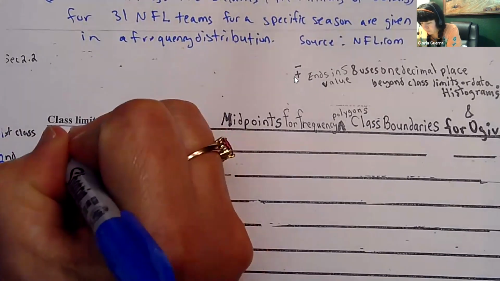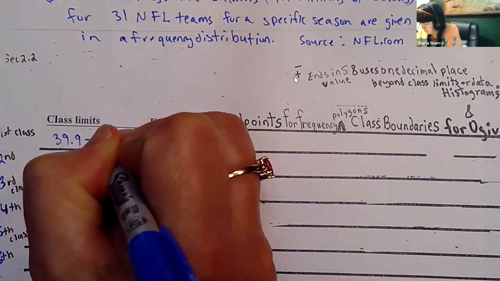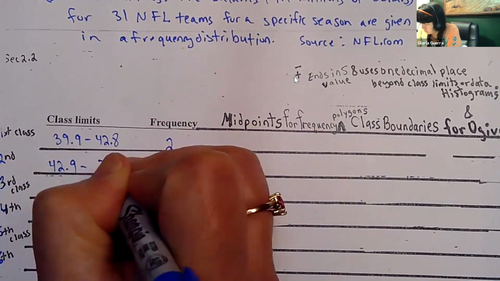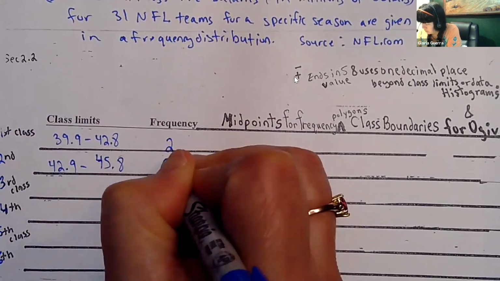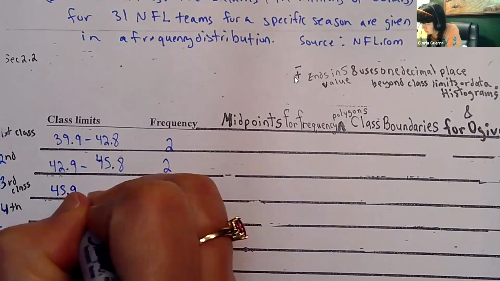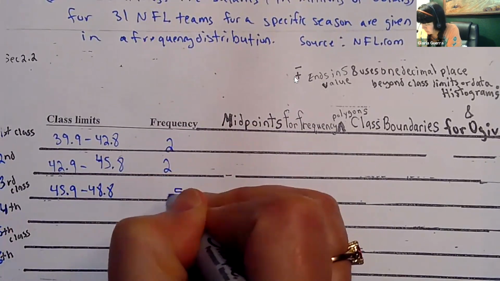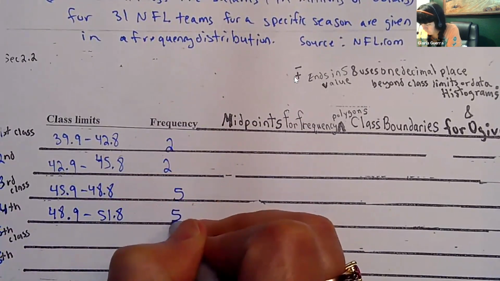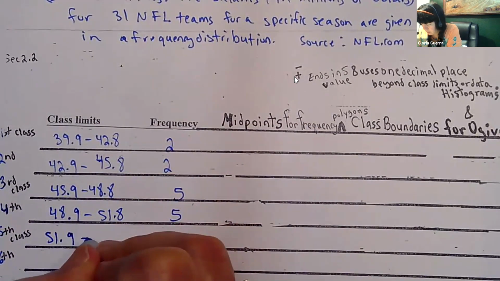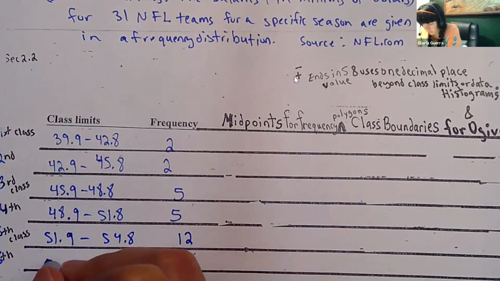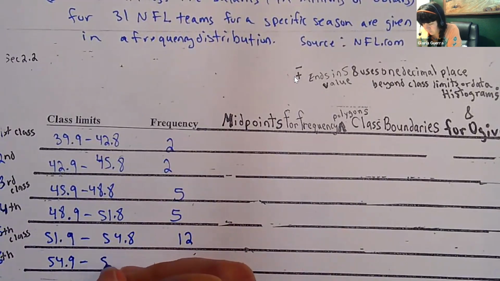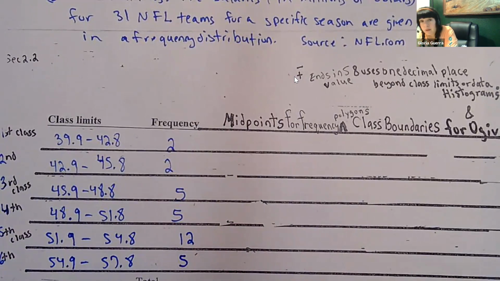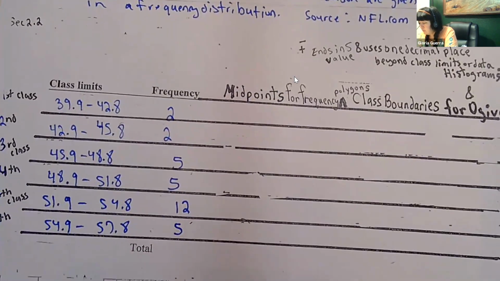So that is 39.9 to 42.8, and the frequency is 2. 42.9 to 45.8, the frequency is also 2. 45.9 to 48.8, the frequency is 5. 48.9 to 51.8, frequency is 5. 51.9 to 54.8, frequency is 12. 54.9 to 57.8, and the frequency is 5. Okay, so this is given.